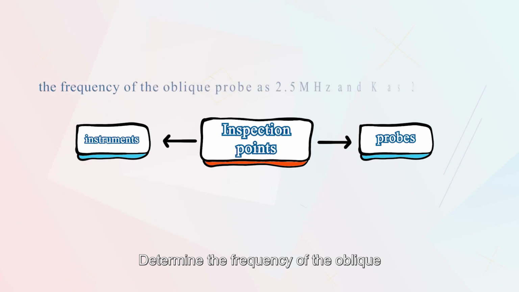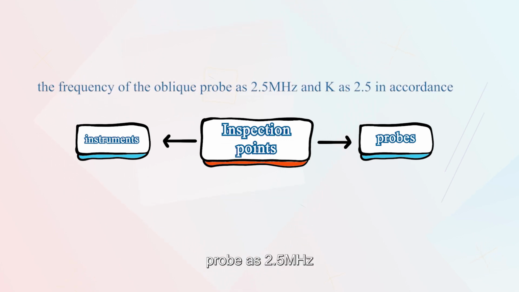Determine the frequency of the oblique probe as 2.5 MHz and K as 2.5 in accordance with Table 25 of the Executive Standard. Such provisions should be clearly specified in the process, regulations, and operating instructions.